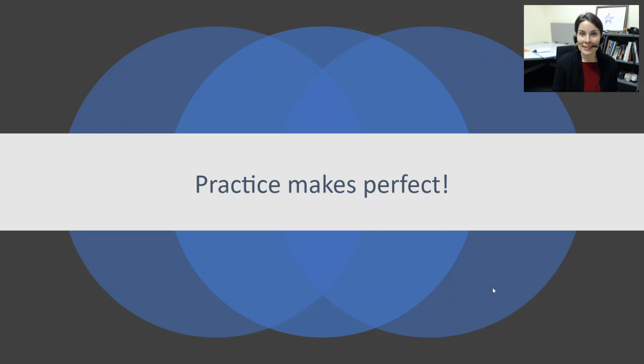So that is the ACT UP evaluation in a nutshell. I will say that practice makes perfect, and the more times you walk through this with the things you are finding, the easier it becomes.